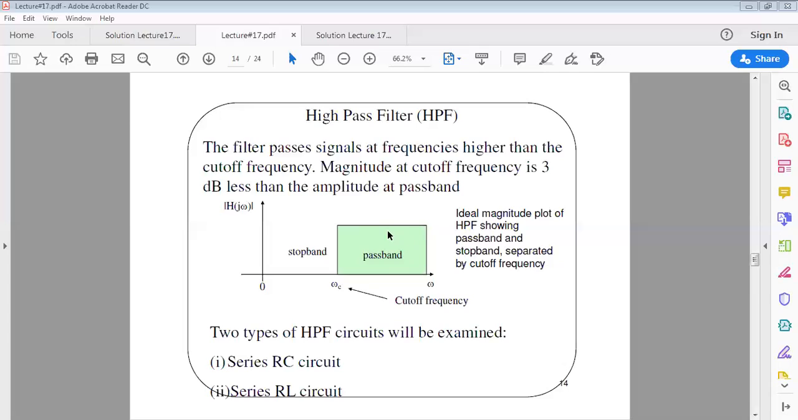Again, there are two types of high-pass filter, the RC circuit and the RL circuit. Looking at this, we can say that the minimum order for the high-pass filter will be a single, or first order, filter, because we only have a single reactive component for both the RC and RL circuits. Okay, so let's have a look at the first type of filter.